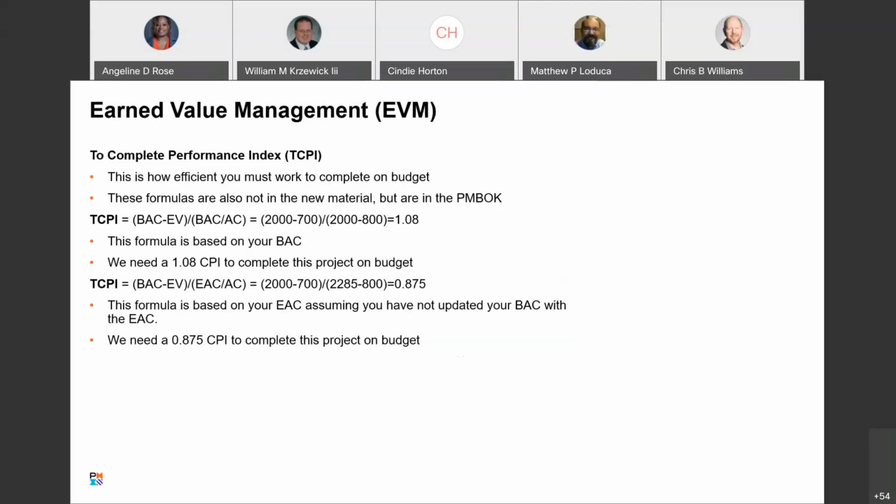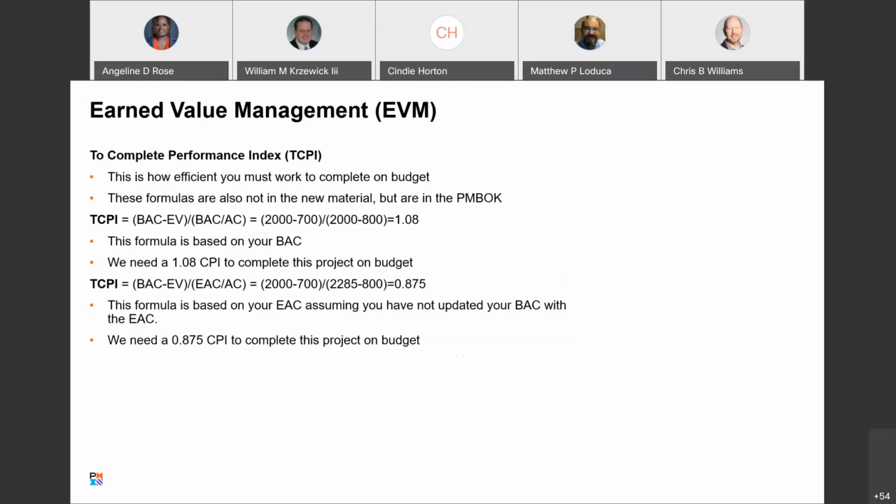So to complete performance index, you have BAC minus EV, all divided by BAC minus AC, and that gives you 1.08 in our example here. This formula is based on your budget at completion. Like it says, we need a 1.08 cost performance index, CPI, to complete this project on budget. So we've got to step it up, because if you remember, our CPI was below 1. We need it now to go above 1 if we want to meet it.